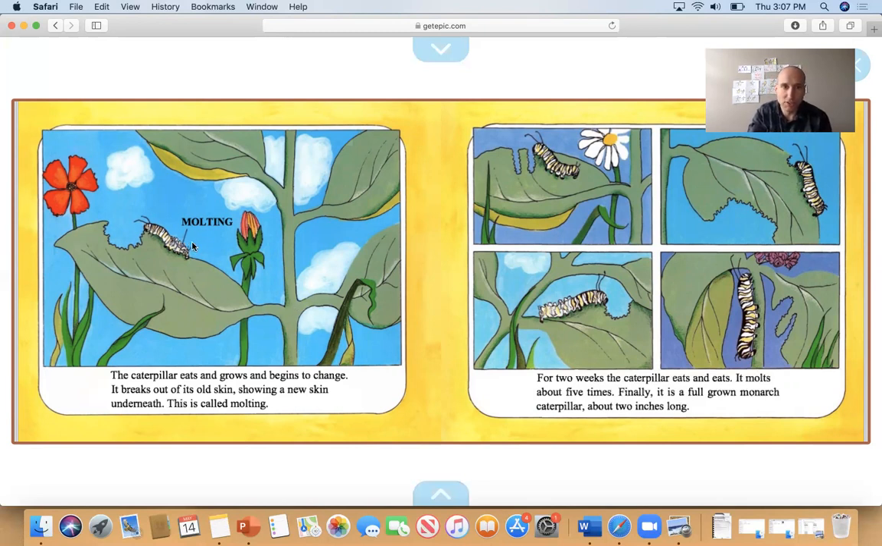And here's another picture using the illustration, figuring out what molting is. As we can see, it's climbing out of its old skin.